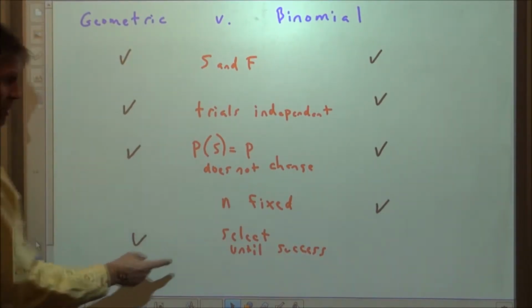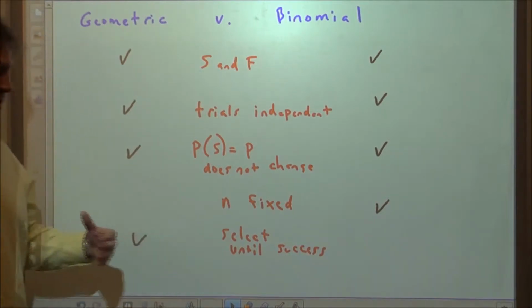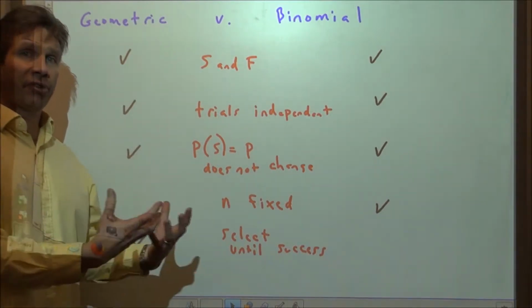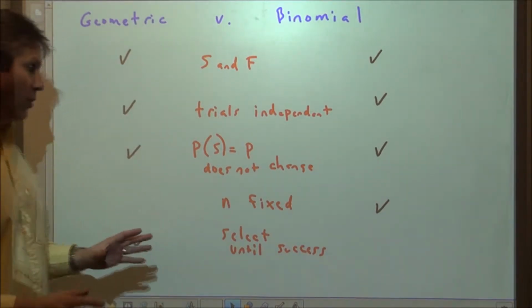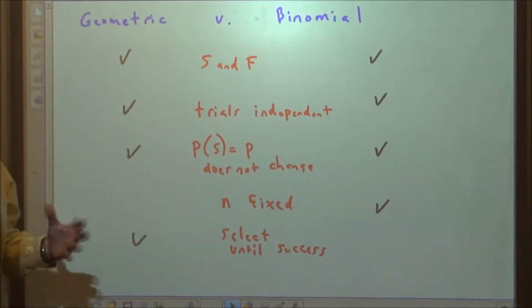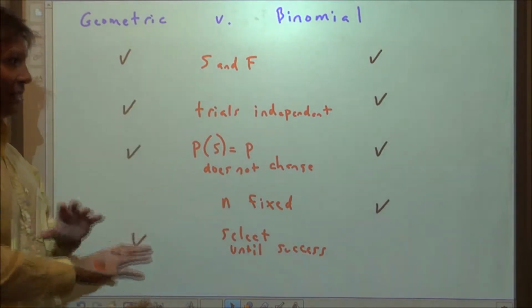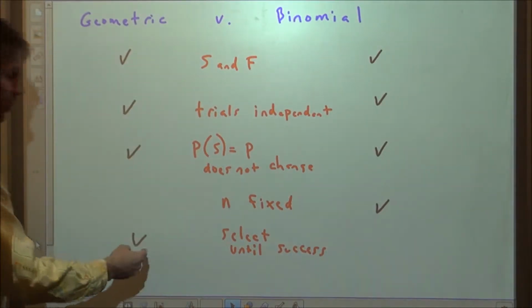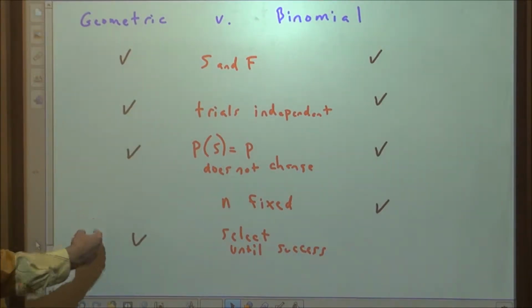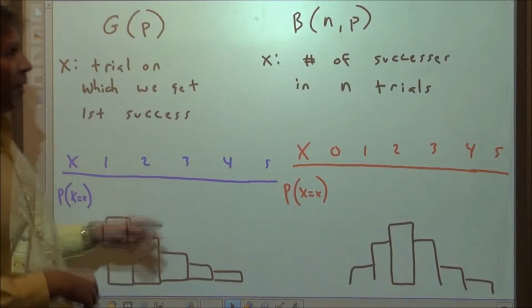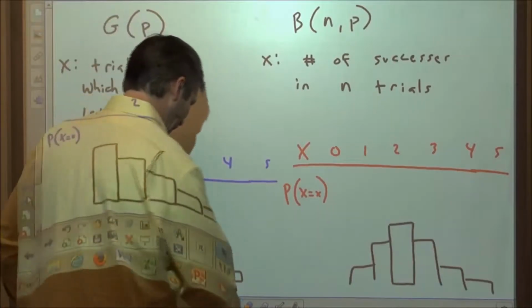But with geometric, this is the big difference, you just keep selecting until you get your first success, and then you're done. So what's the probability you get your first success on the 3rd trial? You'd have to have a failure, and then a failure, and a success, and you would be done. So you don't know how many trials you're going to look at with geometric. With binomial, it's fixed.